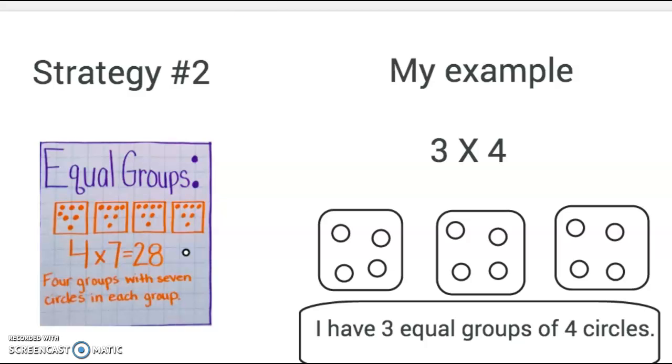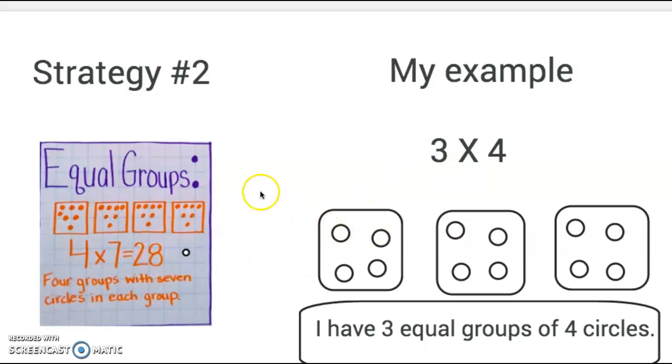Our second strategy is the equal groups method or strategy. And on this one, the example shows 4 times 7. There are 4 groups of 7 dots in each group. So if we were to add them, 1, 2, 3, 4, 5, 6, 7, 8, 9, 10, 11, 12, 13, 14, 15, 16, 17, 18, 19, 20, 21, 22, 23, 24, 25, 26, 27, 28. So 4 groups of 7 equals 28.